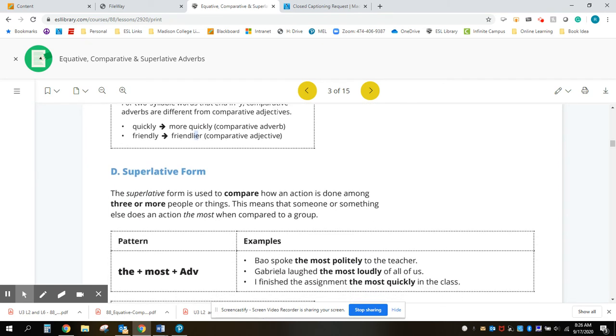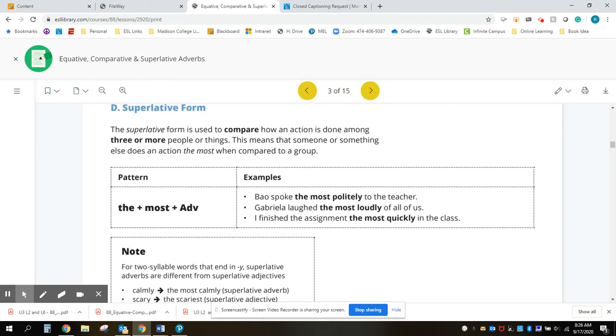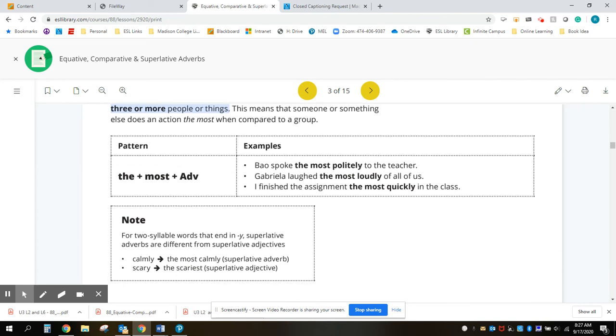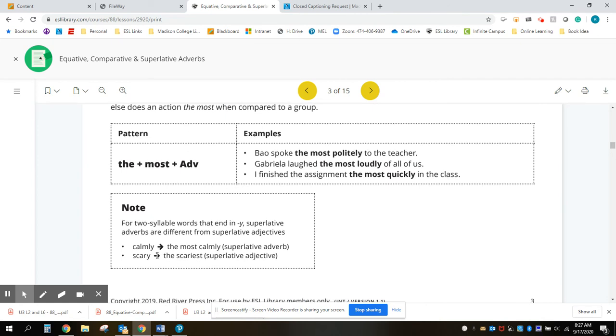The superlative form is when we want to compare three or more things or people. And in this case, we use the pattern the most plus adverb. So Boa spoke the most politely. Gabriella laughed the most loudly. And again, the spelling rule here for adverbs and adjectives is different. Adjectives that end in Y, we change to IEST, but we don't do the same for adverbs.